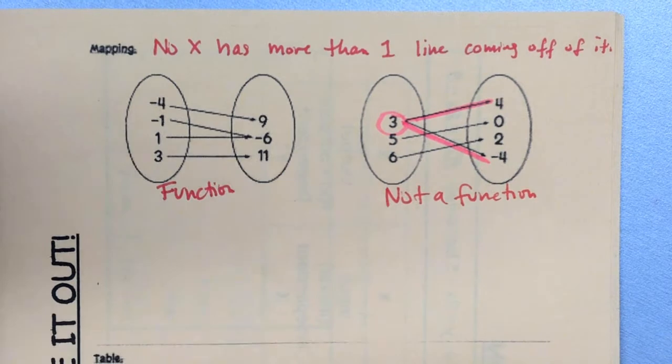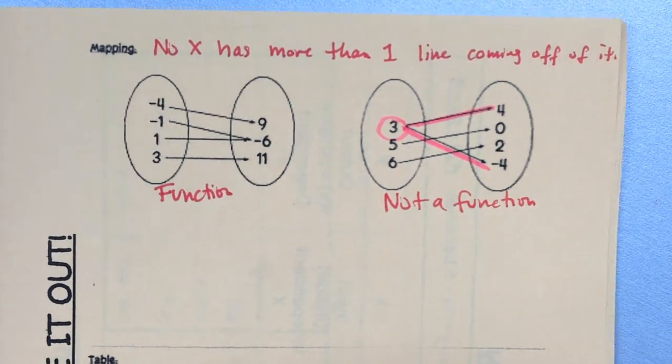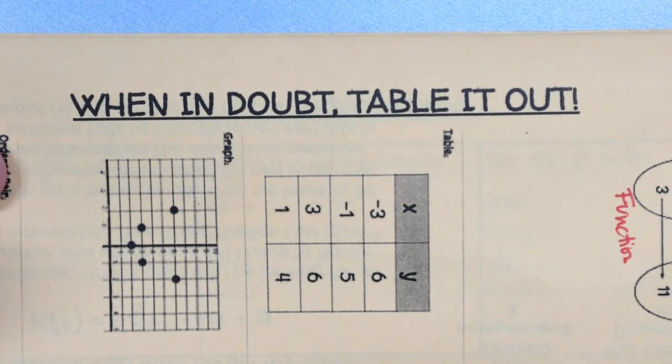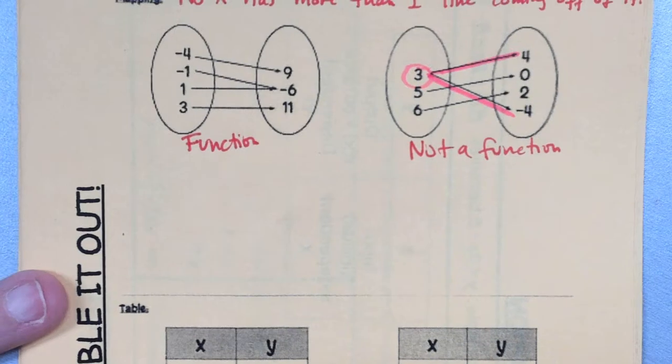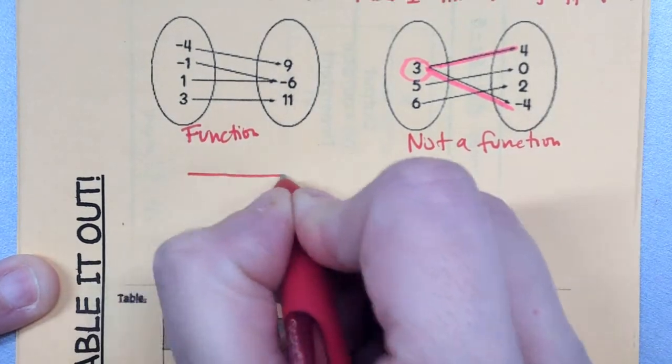Now, our backup strategy all the time, this is always our backup strategy, is when in doubt, table it out. Okay, that is our backup strategy. So what does that mean? Let's talk about it. We put it in a table. I want you guys to watch. Pencils down. I want you to watch. I'm going to show you. Okay, so we literally make a table.